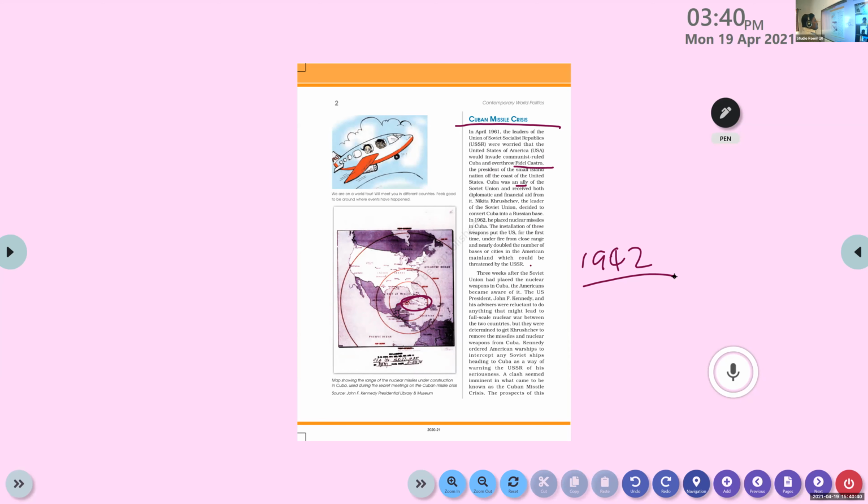Three weeks after the Soviet Union had placed the nuclear weapons in Cuba, clear? So in 1962, a number of nuclear weapons were placed by the USSR in Cuba. The Americans became aware of it. The US President at that time, John F. Kennedy, and his advisors were reluctant to do anything that might lead to full-scale nuclear war between the two countries.